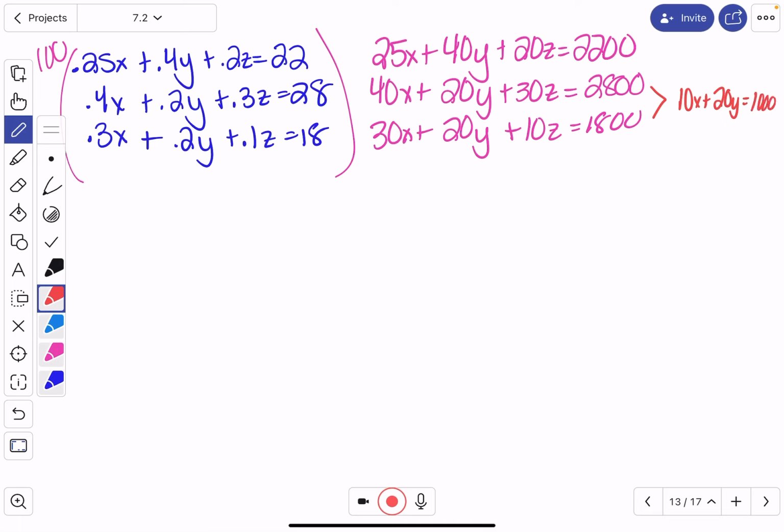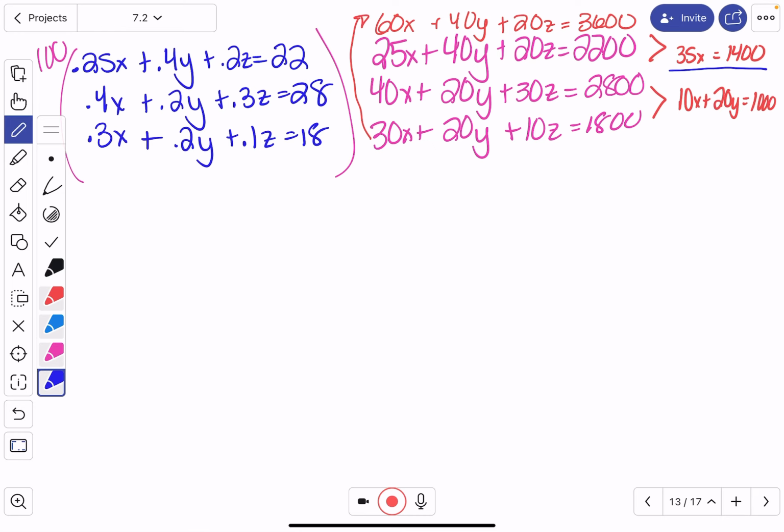If I double the top, so 30 times 2 is 60, 20 times 2 is 40, 10 times 2 is 20, and 18 times 2 is 36. Now I can do the same thing on the top and get rid of the y's. So 60 minus 25 is 35. The y's cancel, the z's cancel, and 3,600 minus 2,200 is 1,400. Look at that. That one I managed to cancel out both. So 1,400 divided by 35 tells us that x equals 40.